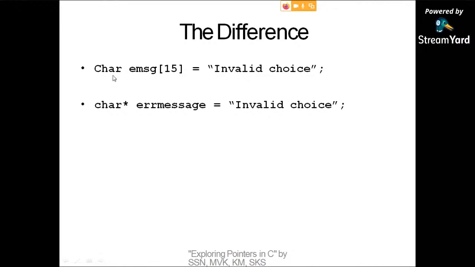Can somebody tell me what is the difference between char err_message of 15, the string is invalid choice, and then char star err_message, now this is equal to invalid choice. So what can be a possible difference between both of them in your understanding? Answers in the chat box. Or are both of them the same?